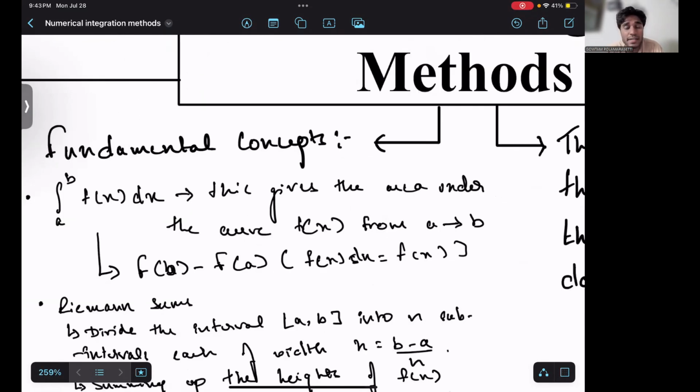Suppose you want an integral of f of x from a to b. So this kind of an integral gives the area under f of x from a to b. So how do we do this? We basically integrate the function and then subtract the higher limit minus the lower limit.